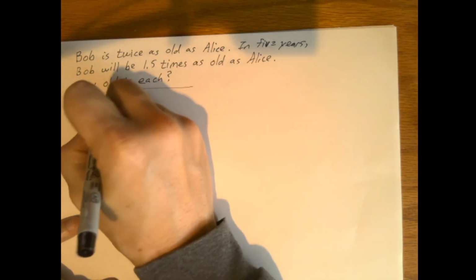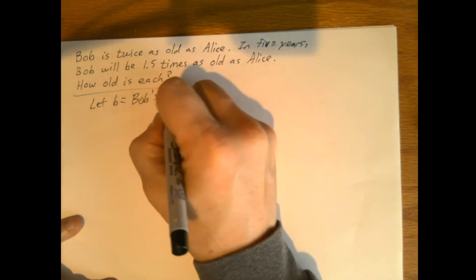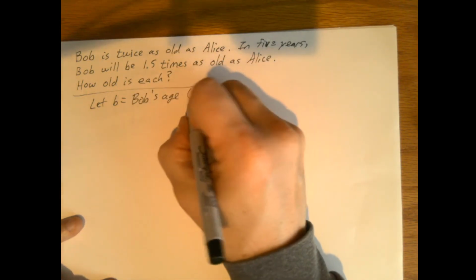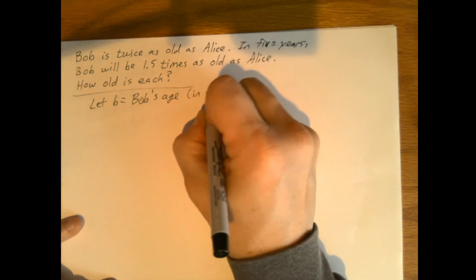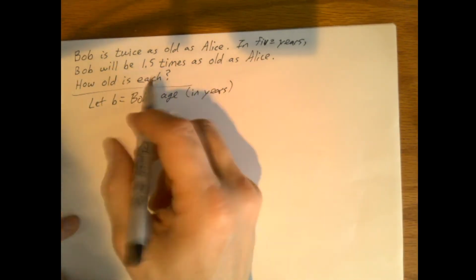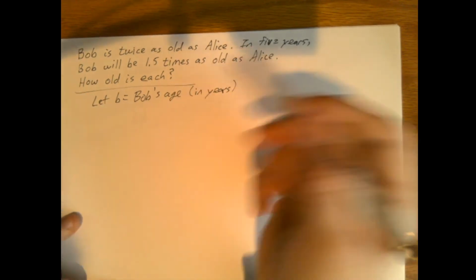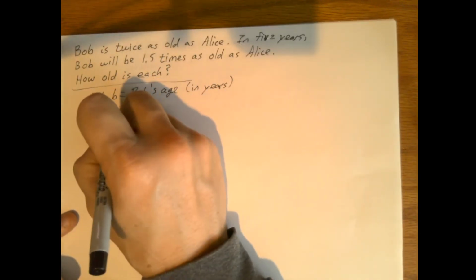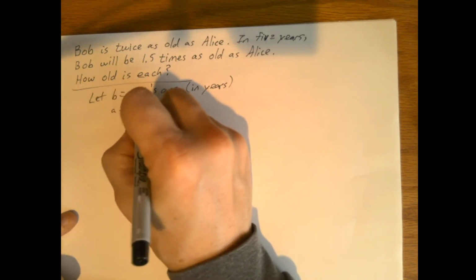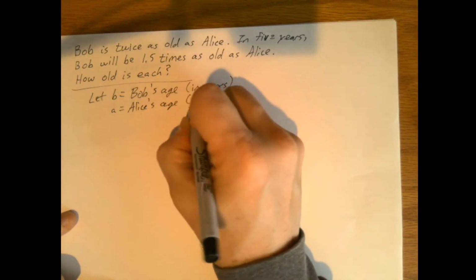Let's say let B equal Bob's age. And just to be clear, I'm going to write over here in parentheses, in years. Because maybe there's something in the problem that's not true here, but something in the problem says I have to maybe do a conversion between something, right? And A is equal to Alice's age. Also in years.